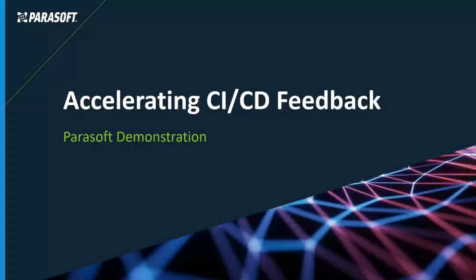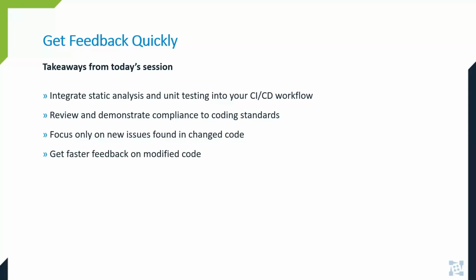Going back to the slides, today we looked at how to integrate static analysis and unit testing in our CI/CD workflow. I showed you 2 examples, in Jenkins and Azure DevOps. We looked a little bit into coding standards and compliance with coding standards, and we focused on impacted tests. We found new issues because I changed some code, and we checked only that particular code to get fast feedback on the modified code.